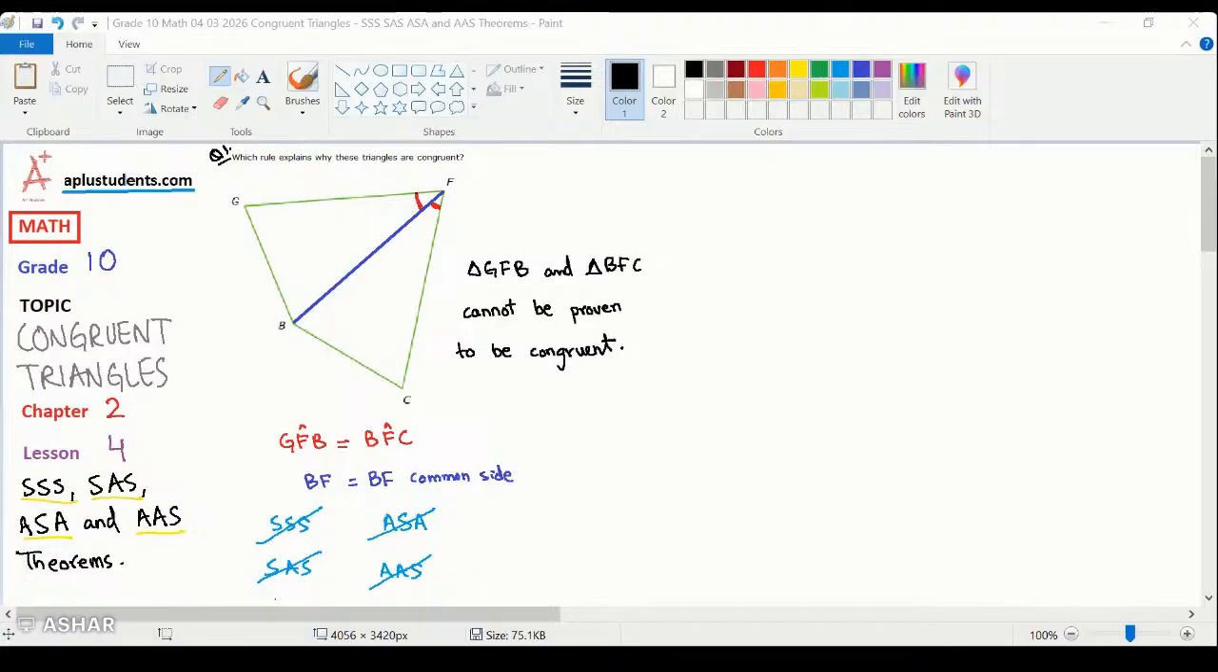In order to prove the theorem, we need either three sides, two sides and one angle, or two angles and one side, right? That was not given to us. So we can say that the information provided is not enough to prove that these two triangles are congruent to each other. For the next one, let's see.